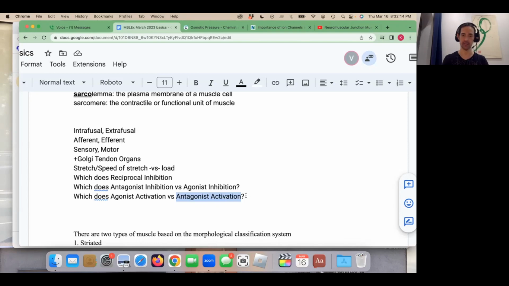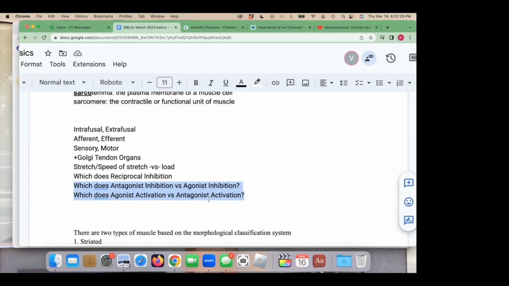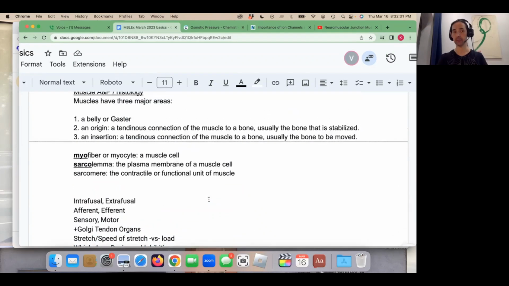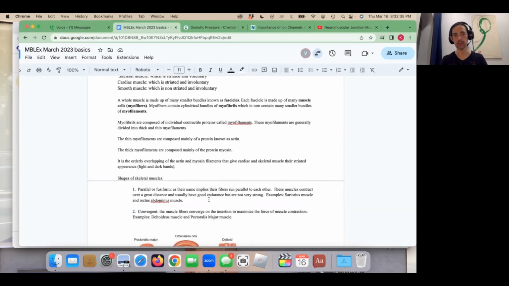Yes. Okay. Now, does anyone want me to explain activation of the agonist, activation of the antagonist? If it's unclear to you, now would be a good time to go through that. No. Okay. If you change your mind, let me know. We'll do one more thing for the muscles, and then we're going to move on to the lesson for tonight.